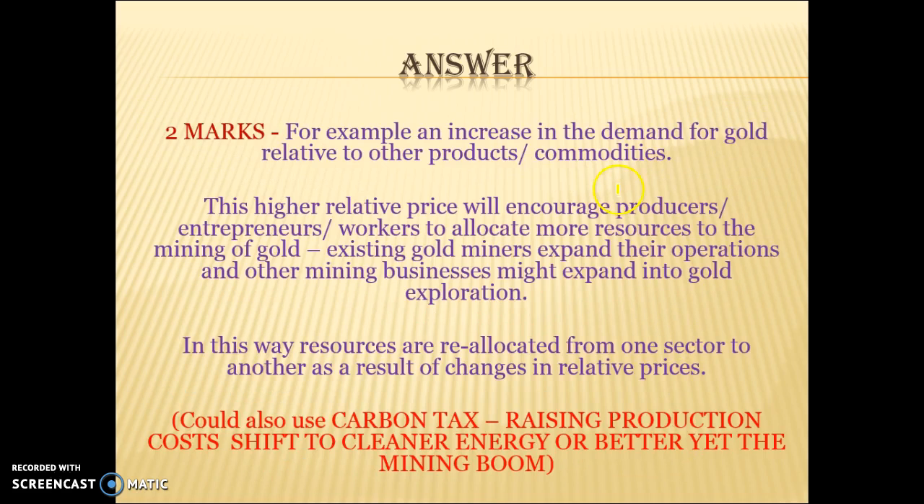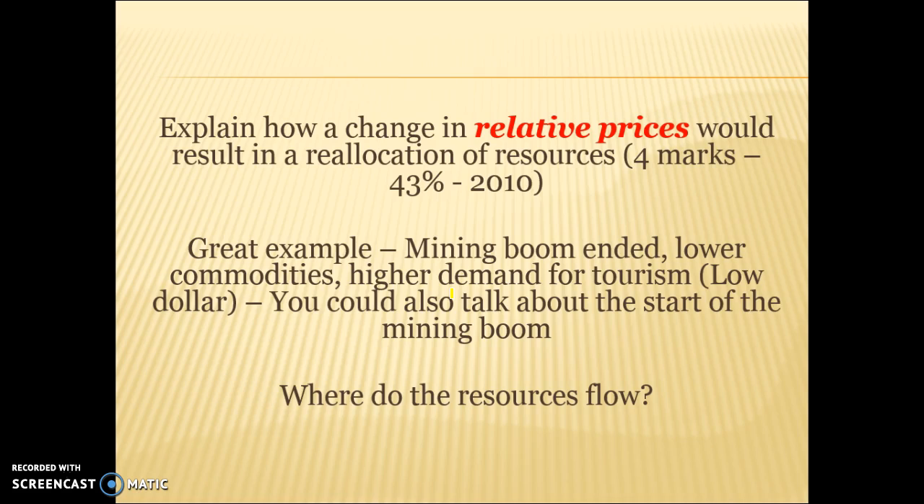There's an increase in the demand for gold that leads to a higher relative price, which encourages producers to allocate more resources to gold. Existing gold miners might expand their operations. Resources have been reallocated from one sector to another because relative prices have changed. You could talk about the carbon tax here and how a higher relative price causes resources to shift out of an industry because it raises their production costs, but it doesn't matter which example you use.